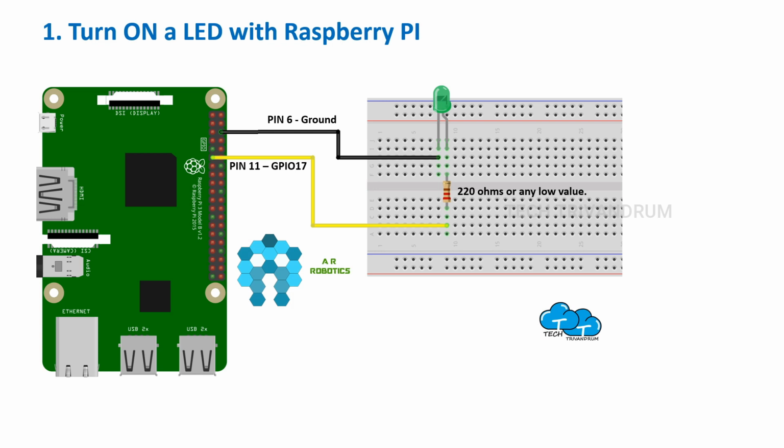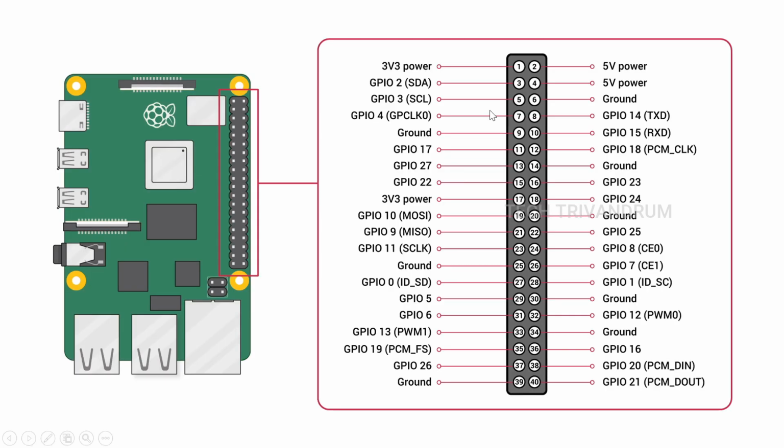So in this example, as you can see, one LED is connected to one of the pins of the Raspberry Pi. The pin to which the LED's anode is connected is GPIO 17, that is the general purpose input-output pin number 17. The physical pin number is pin 11. You will get a clear idea about that from the pin layout of the Raspberry Pi.